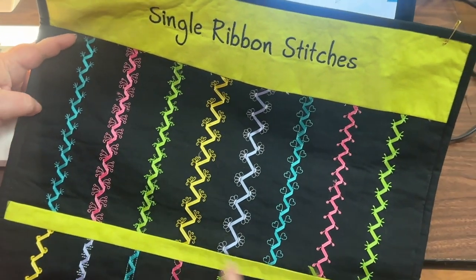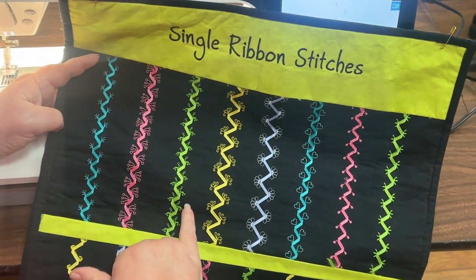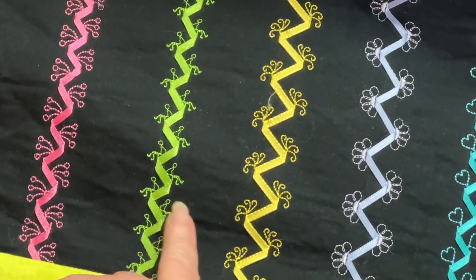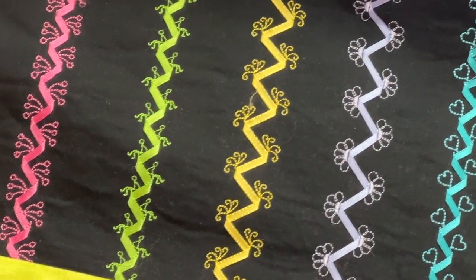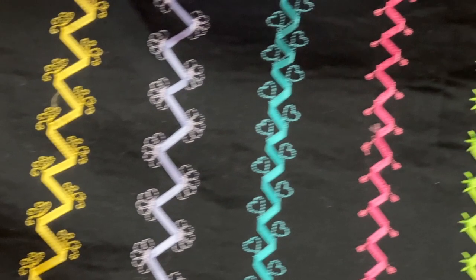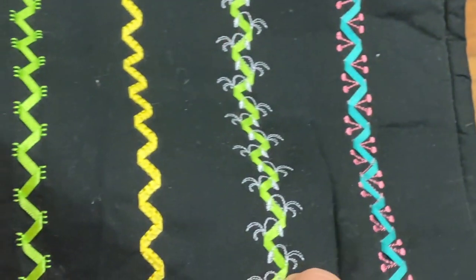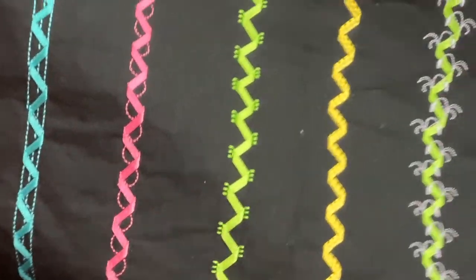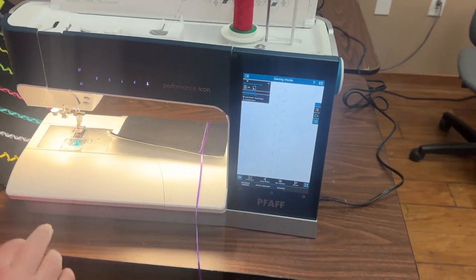So every one of them has just a different little ornament on here. This one is actually a little guy sitting on the edge of that ribbon. I think that's adorable. I love these little hearts, the flowers. This one I'm calling a fountain. Just really fun stitches that you can use to add just a little extra something to your project.